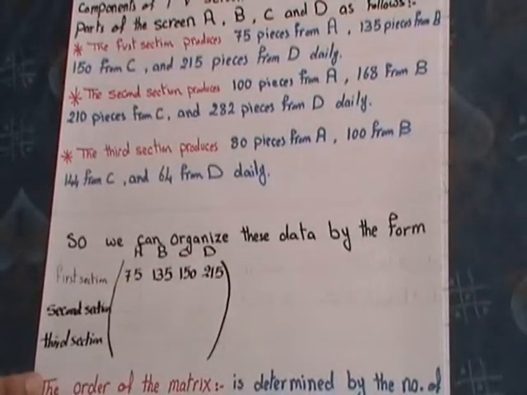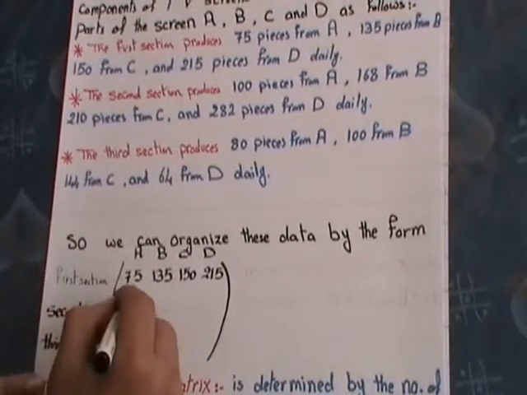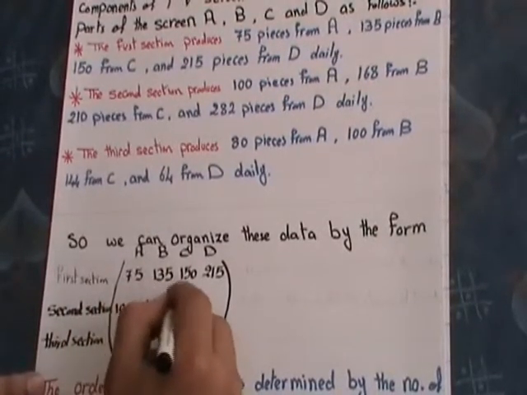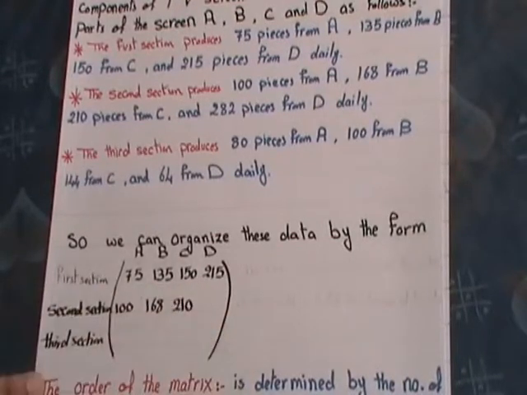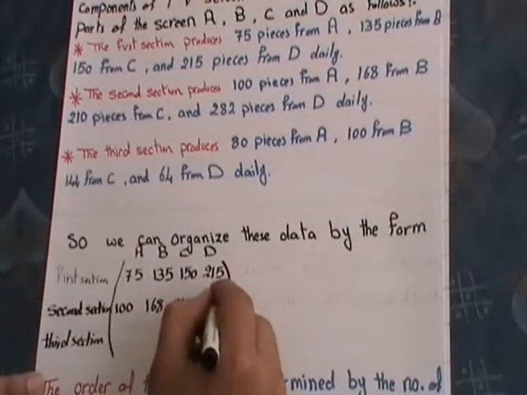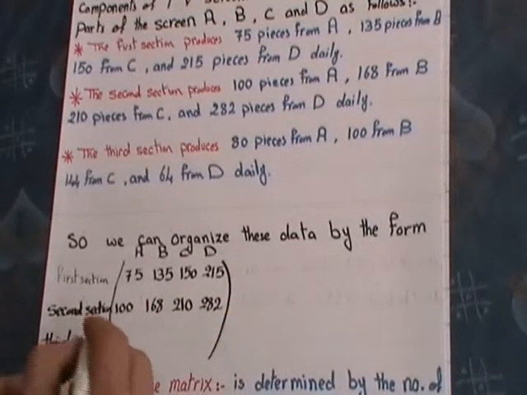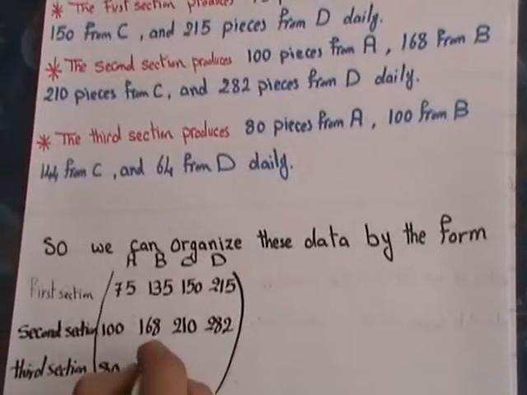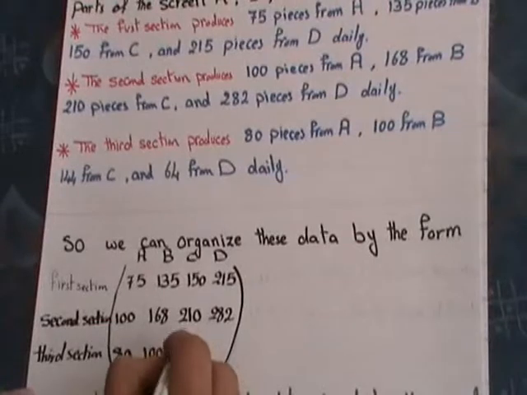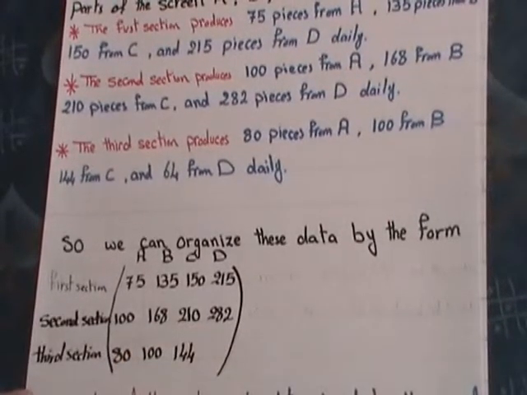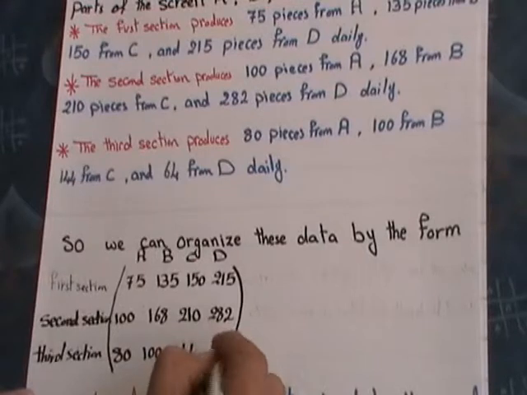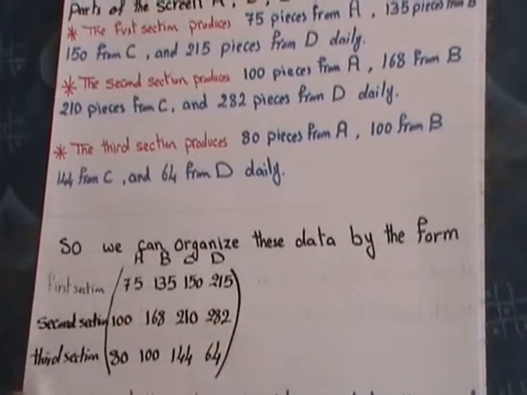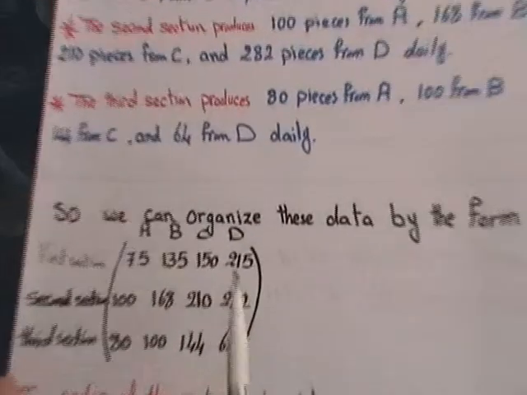In the same way, the second section produces 100 pieces from A, 168 from B, 210 from C, and 282 from D. The third section, 80 from A, 100 from B, 144 from C, and 64 from D. This form is called a matrix. By using the matrix, we can organize this data.